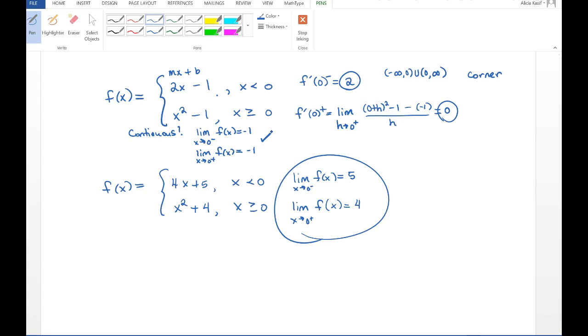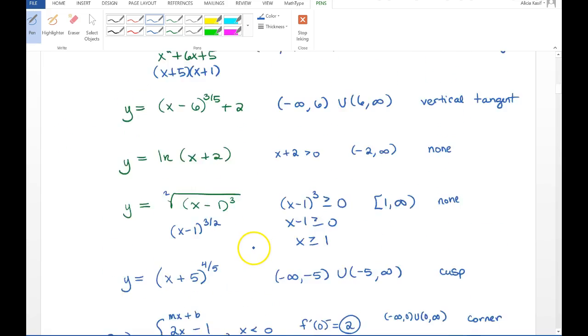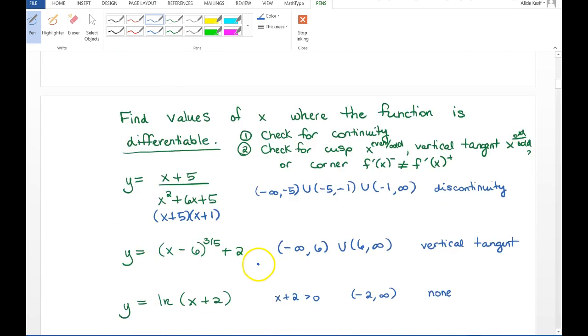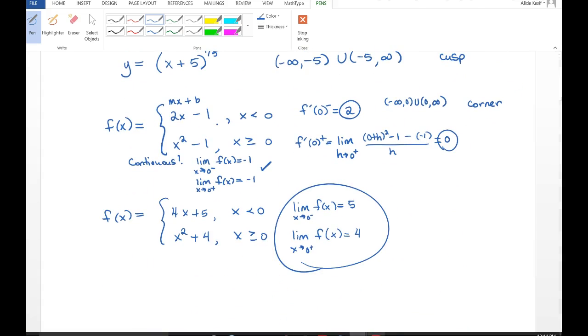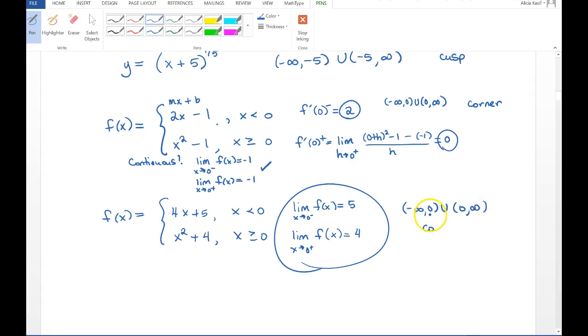Remember how at the very top I gave you a step 1 and step 2? I said, check for continuity. I check for continuity first, and once I do, then I check all the other stuff. Here, I checked for continuity and found out that they're not the same. I'm done. I don't have to go any further. So this is differentiable from -infinity to 0, and 0 to infinity, and it has a discontinuity.